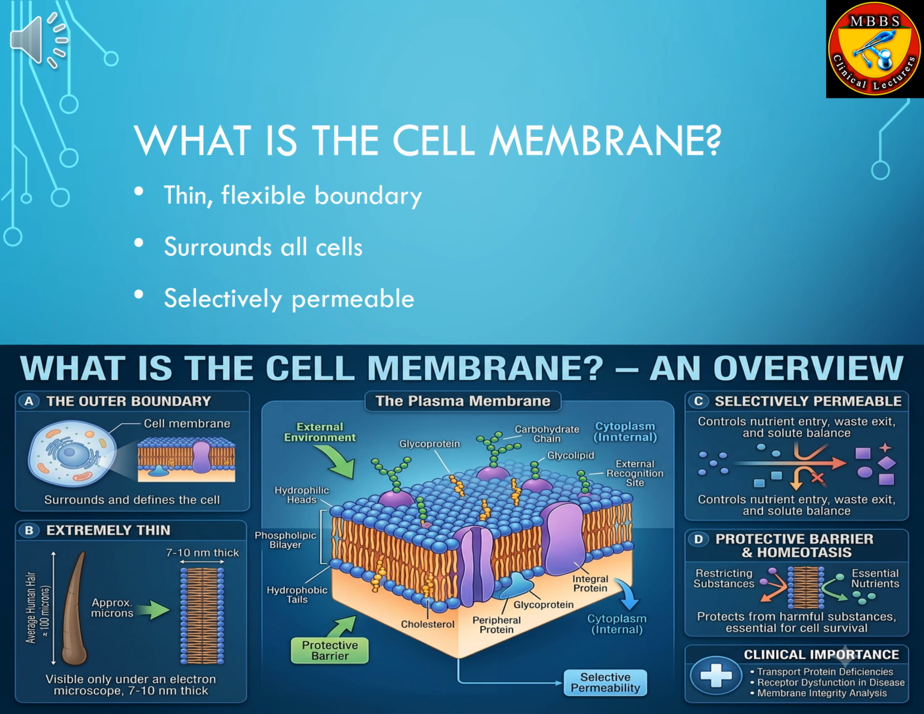What is the cell membrane? The cell membrane is the outer boundary of all living cells. It is approximately 7 to 10 nanometers thick, making it extremely thin and visible only under an electron microscope. It surrounds the cytoplasm and protects the cell from harmful substances while allowing essential nutrients and oxygen to enter. The membrane is described as selectively permeable, meaning it allows certain substances to pass while restricting others. This selective movement is essential for maintaining the internal environment of the cell. Without the cell membrane, cells would be unable to regulate their internal conditions and would not survive.